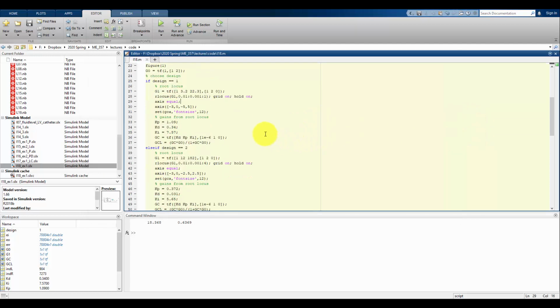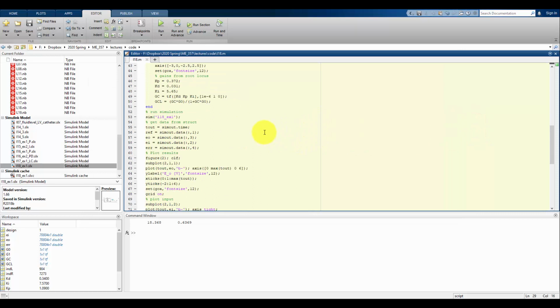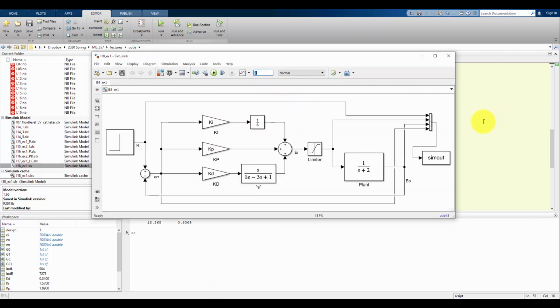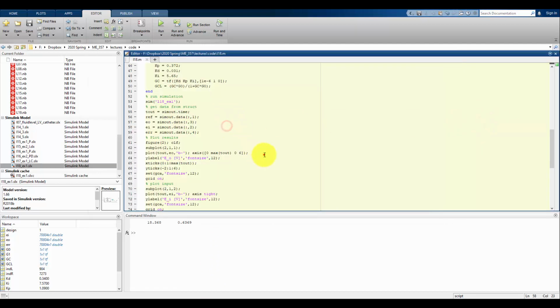All right, so I'm going to run it like I've done before with looking at these simulations. I'm going to run my simulation using the sim command. I'll run this for 7 seconds. Could be shorter or longer. We'll see what the results look like. And then I'm going to plot the results out of this.